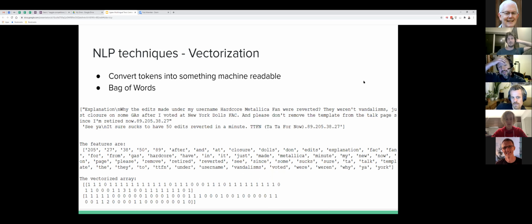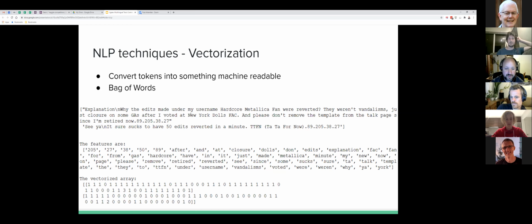And then finally, vectorization. This is where you want to get your list of tokens into something that is machine readable. A really common way of doing that is the bag of words approach. This is basically where you're taking the tokens from your comments and making a list, and saying that if a word exists, it gets a 1. If the word doesn't exist, it gets a 0.